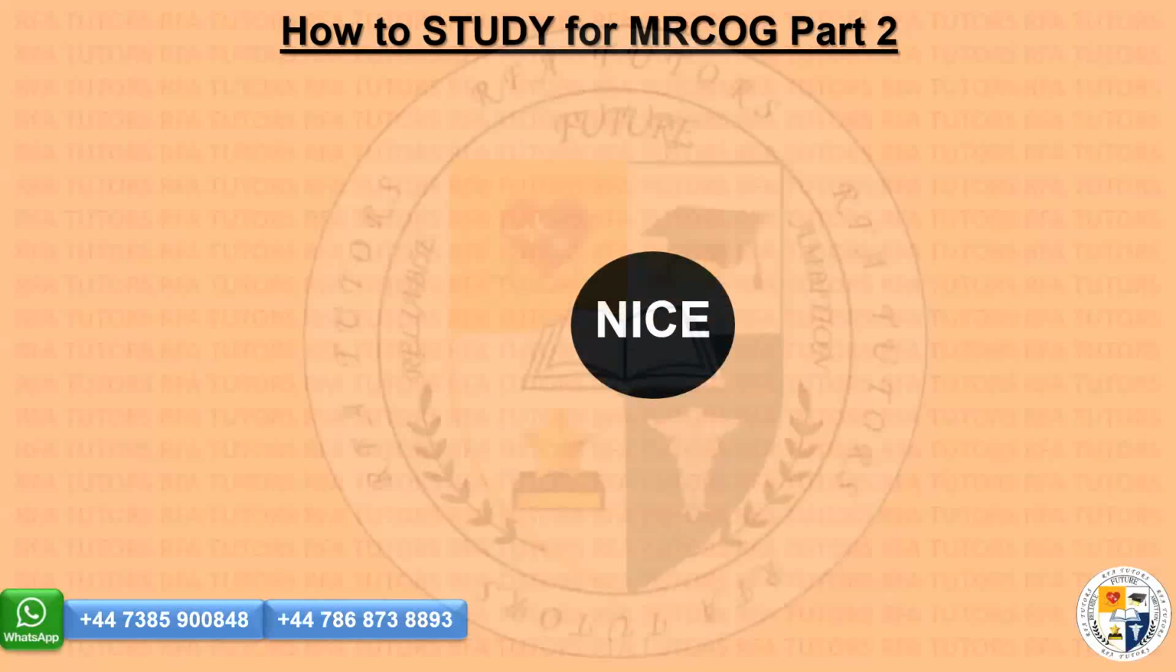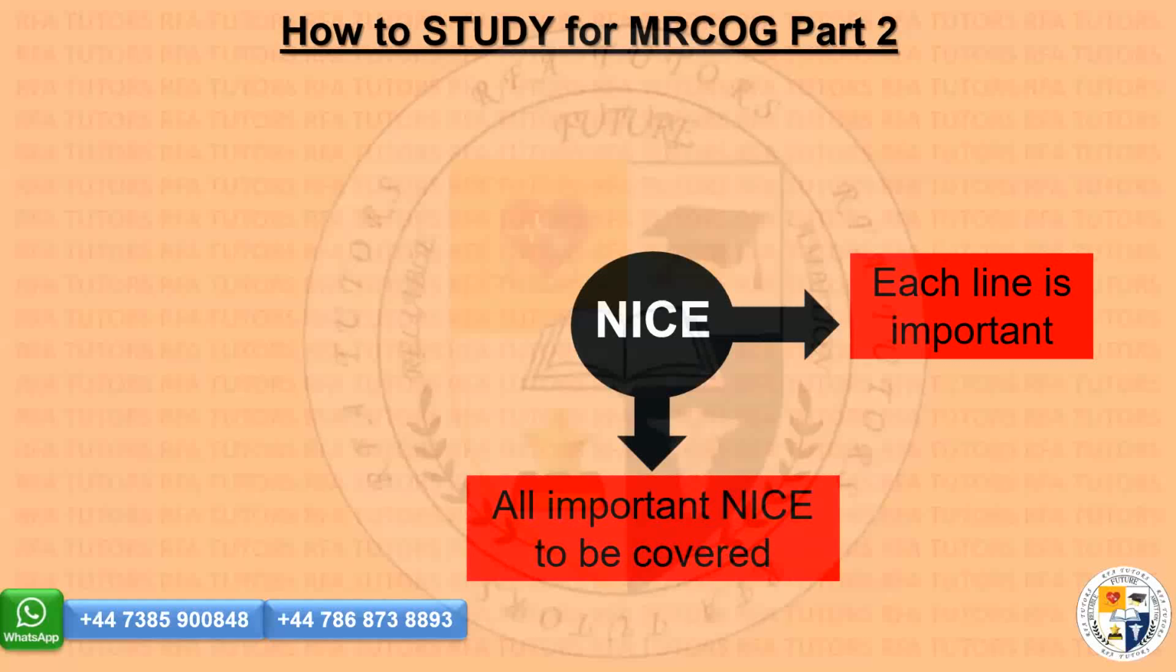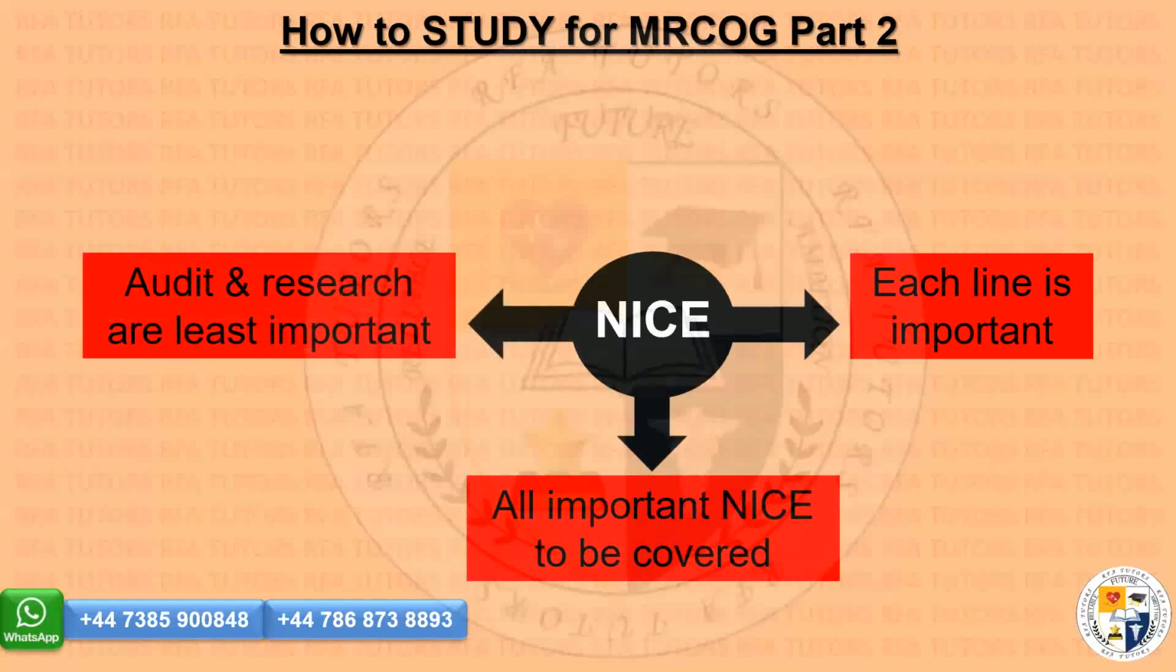All right. Second in priority is the NICE guideline. Definitely, yes, each line is very important. And it's important that NICE guideline recommendations you have to do. You can leave the audit and the research part, which is in the end. That can be ignored, right?